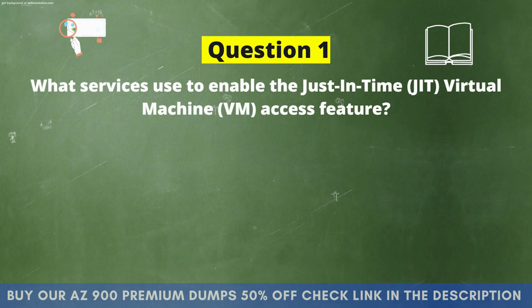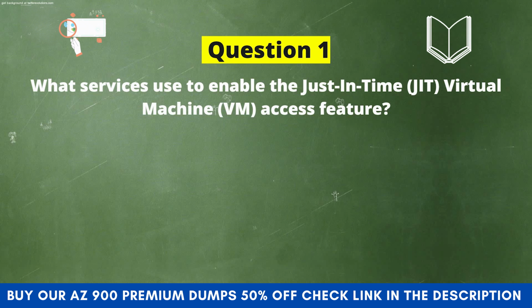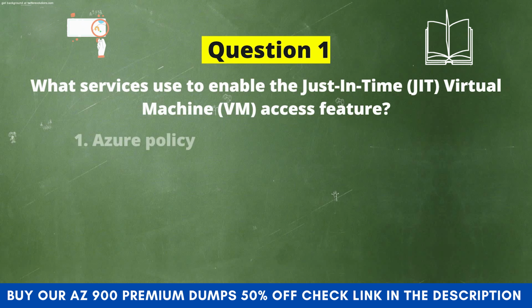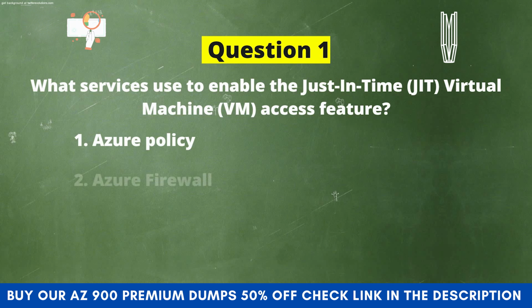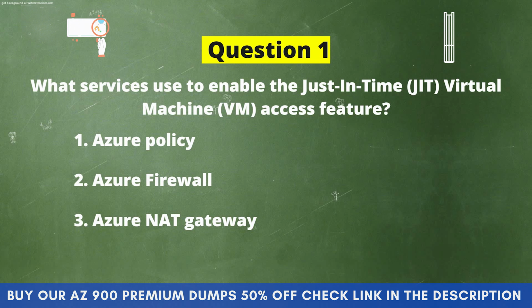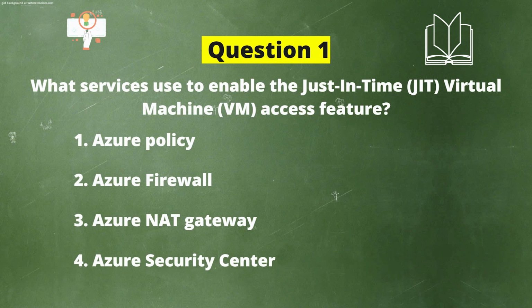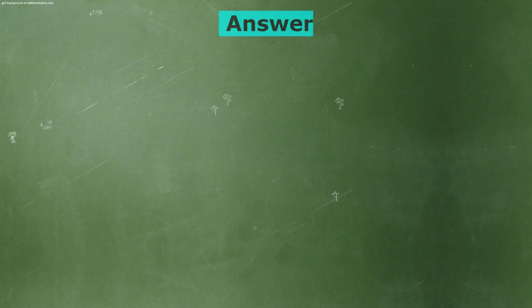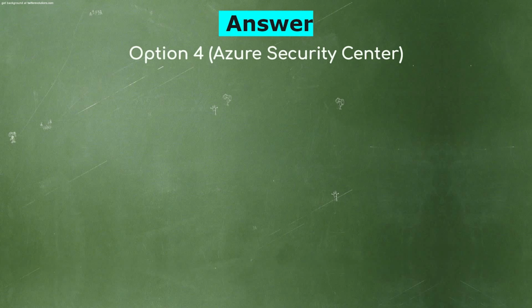Question number 1. What services are used to enable the just-in-time virtual machine access feature? And the options are 1. Azure Policy, 2. Azure Firewall, 3. Azure NAT Gateway, 4. Azure Security Center. And the correct answer is option 4, Azure Security Center.